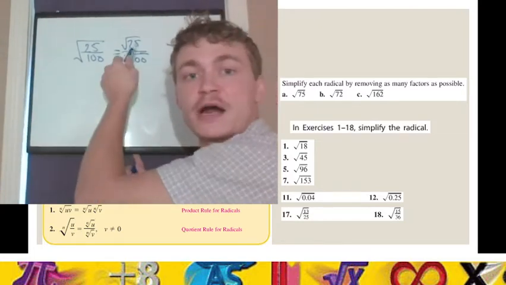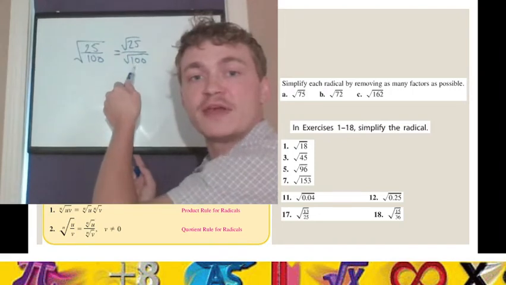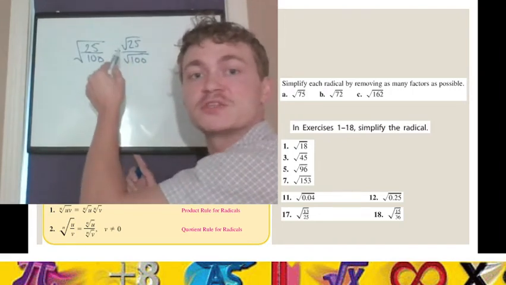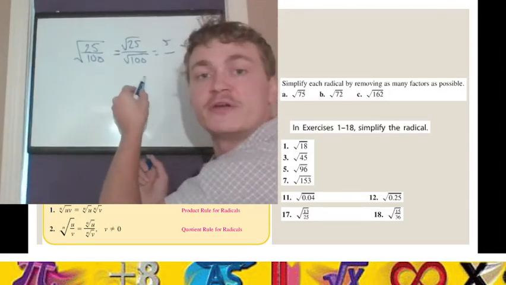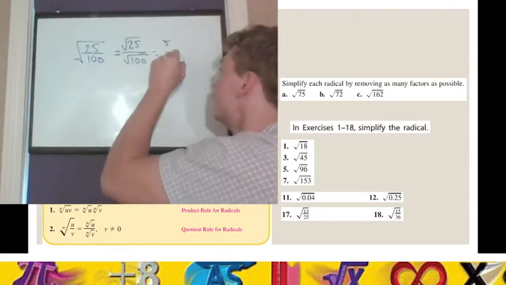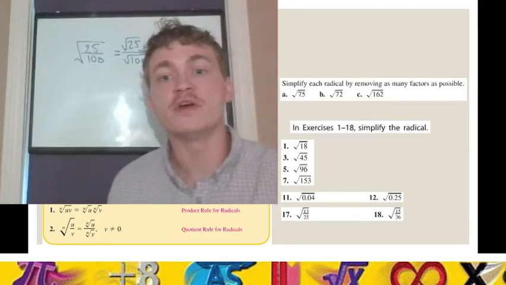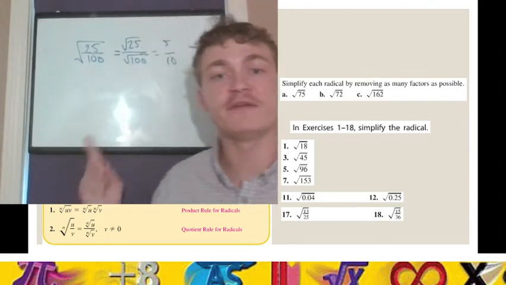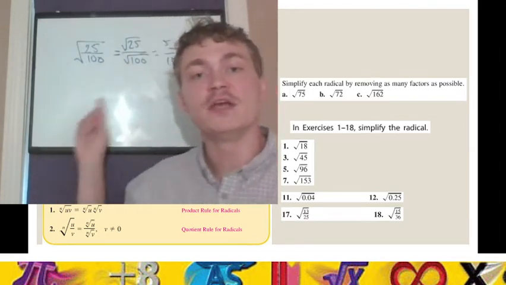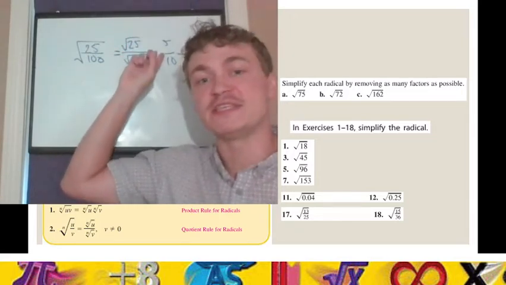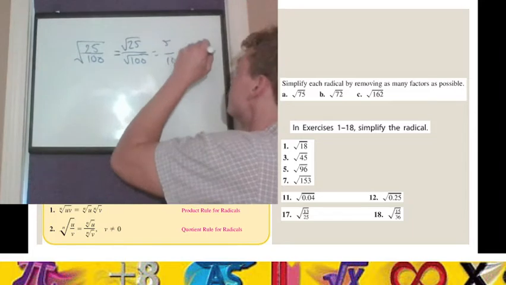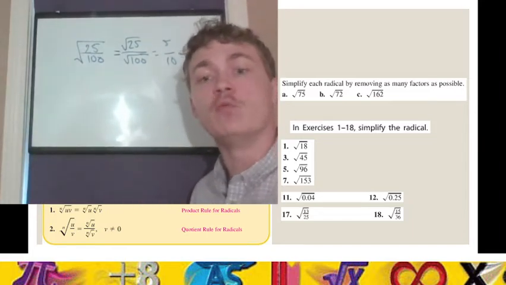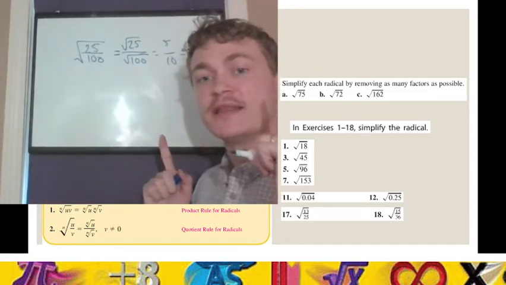Well, as we see here, our numerator is a perfect square. 25 and 100, they are each perfect squares. The square root of 25 is 5. Square root of 100 is 10. Thus, the square root of 25 hundredths, 0.25, is the fraction 5 tenths, which we see 5 out of 10. 5 is exactly half of 10, thus 5 tenths reduces down to the fraction 1/2. That's interesting.